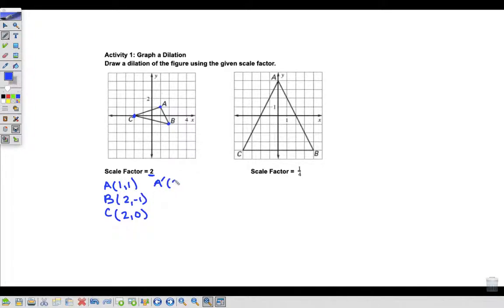So I'm going to take 1 times 2, which is 2. 1 times 2 is 2. B prime, I'd take 2 times 2, which is 4. Negative 1 times 2, which is negative 2. And then for C prime, 2 times 2 is 4, and 0 times 2 is 0. And now I can plot those points. So I'm going to go to 2, 2. So put my dot, and I'm going to label it A prime. It is very important that you label your points. For B prime, I'm going to go to 4, negative 2. Then C prime is at 4, 0.